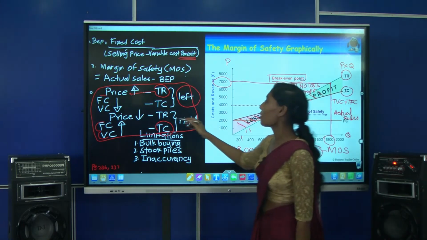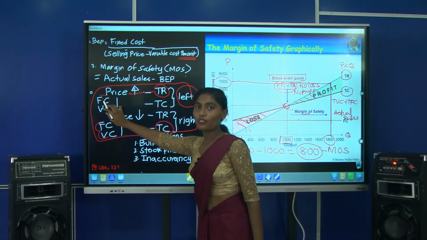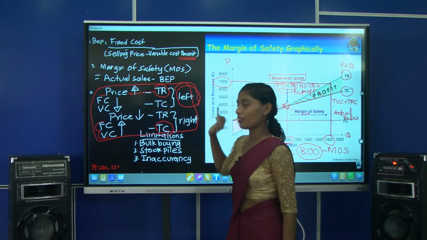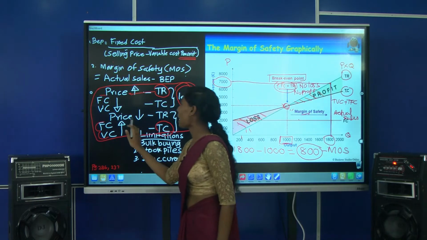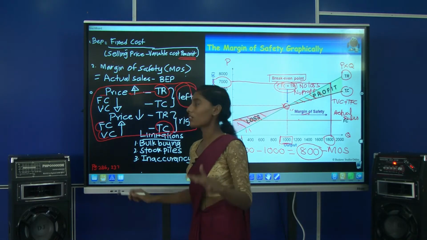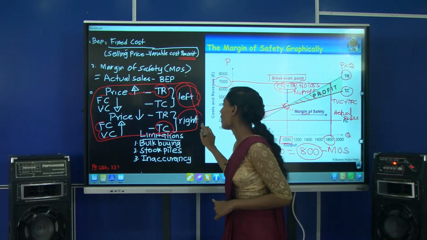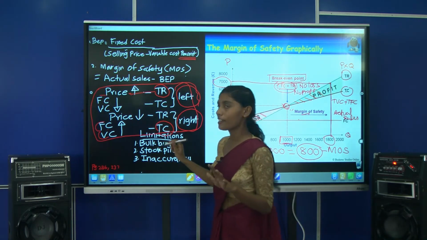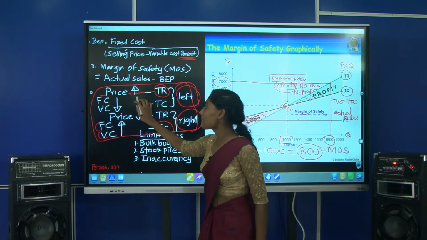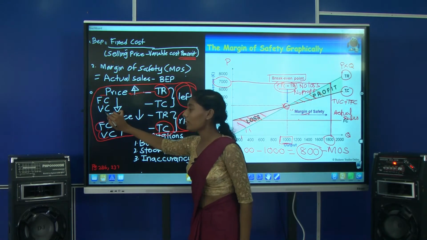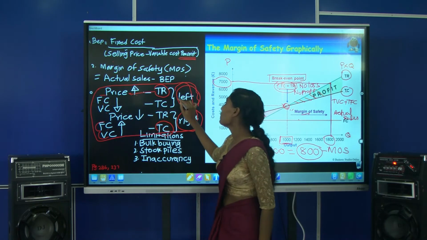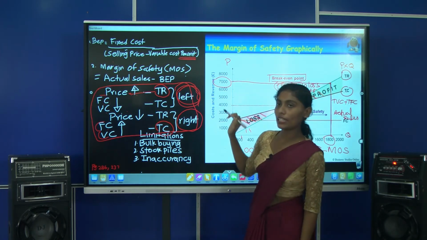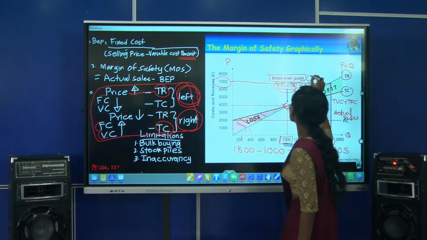Then if the price increases and the fixed cost and the variable cost decrease, there will be a leftward shift. And when the price decreases and fixed and variable costs increase, there will be a rightward shift. Once again, I'll repeat it. When the price increases and variable cost and fixed cost decrease, there will be a leftward shift in the BEP. What do you mean by BEP? That is the break-even point.